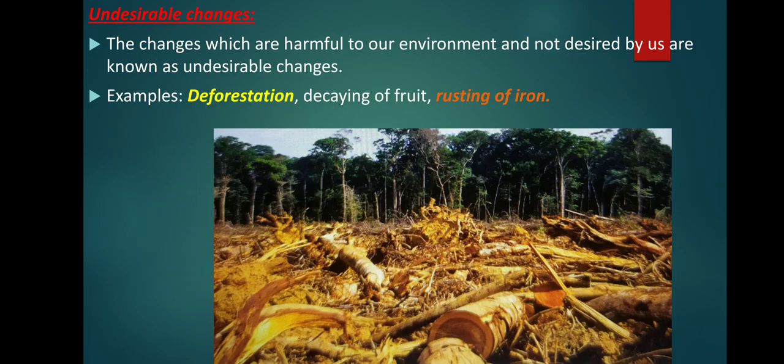Now move on. Undesirable changes. The changes which are harmful to our environment and not desired by us are known as undesirable changes. For example, deforestation, decaying of fruits, rusting of iron. Deforestation means cutting down trees over a large area.